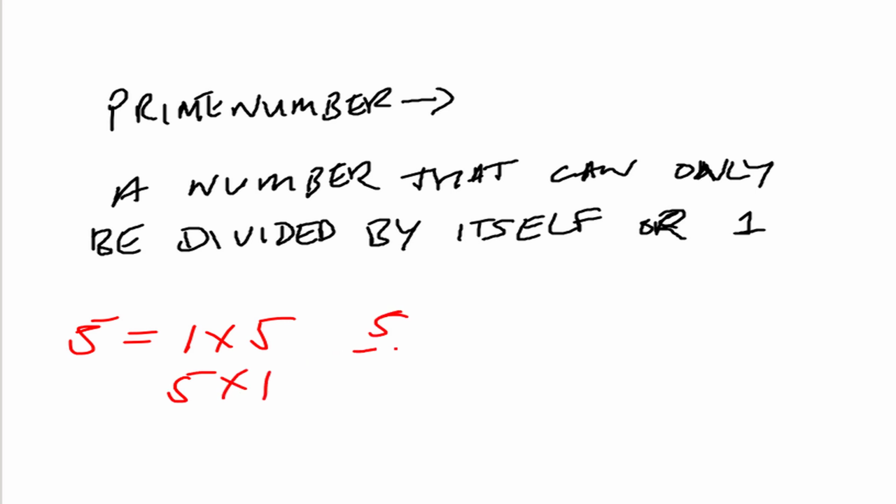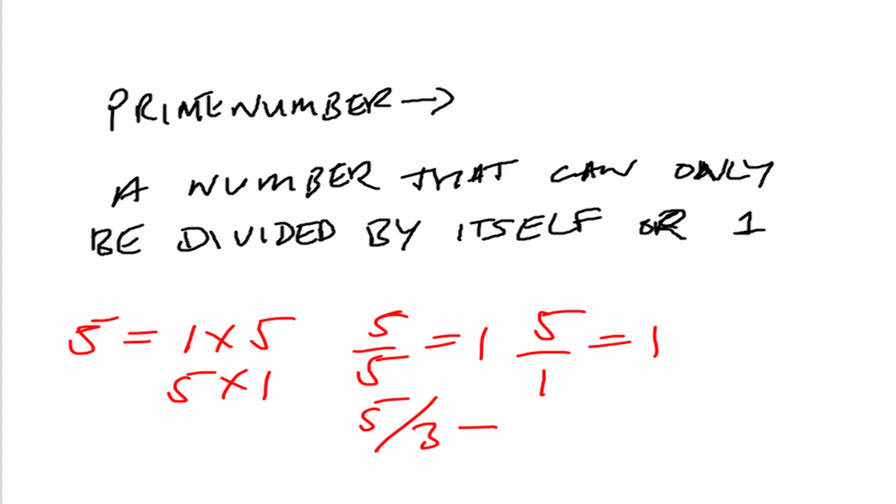You can divide 5 by 5. You can divide 5 by 1. But you can't divide 5 by anything else, say like 3. You only get a fraction that way, or a decimal number.